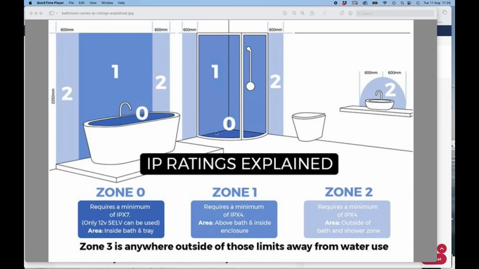and if you are having it submersible, so in zone 0, and that's the same for a swimming pool or something like that, it requires a minimum of IPX7. So they have to be fully sealed and fully submersible, so there's no chance of getting water inside them. Zone 2, we are also IPX4.